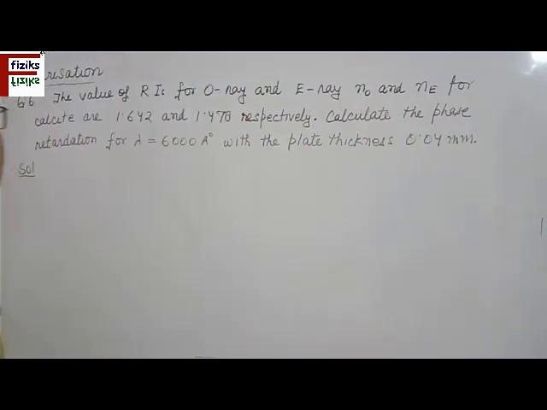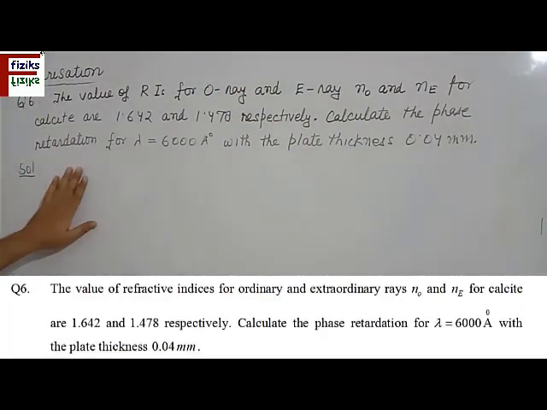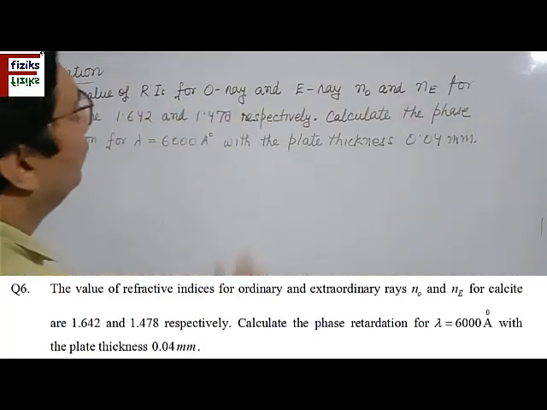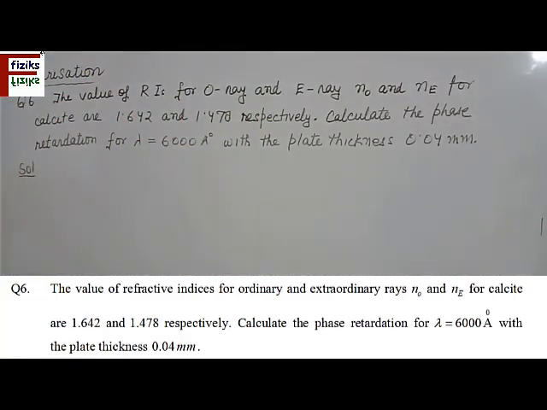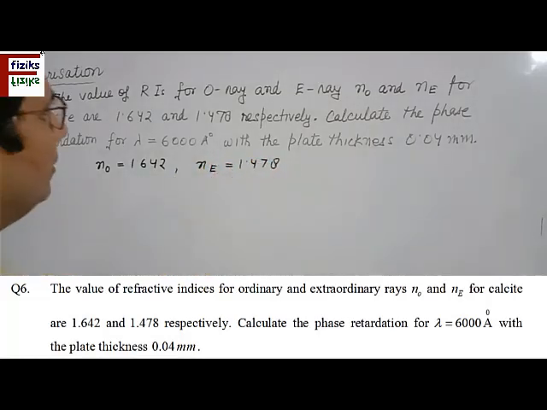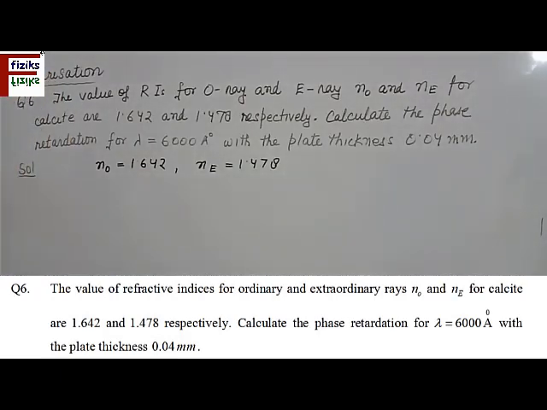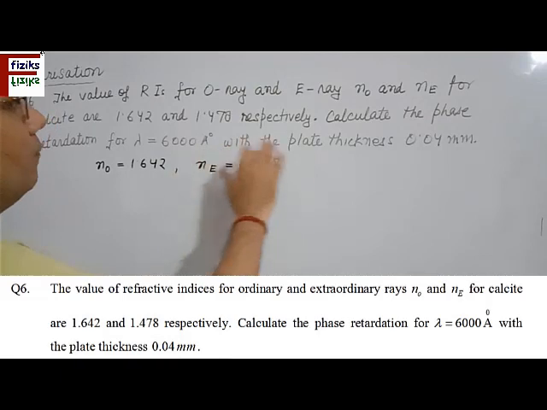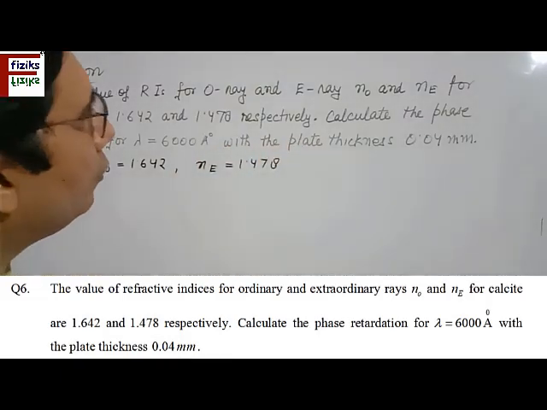So come to question number 6. Question number 6 is also based on retarding plate. Here the values of refractive indices for O ray and E ray, N naught and Ne for calcite are 1.642 and 1.478. So basically they have provided us the value of N naught is equal to 1.642 and Ne is equal to 1.478 respectively. Calculate the phase retardation for lambda equal to 6000 angstrom with the plate thickness 0.04 millimeter.